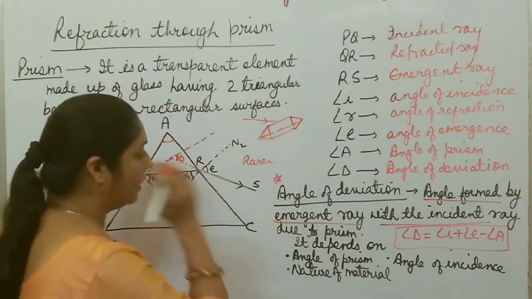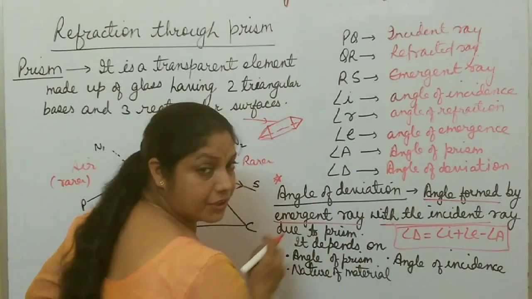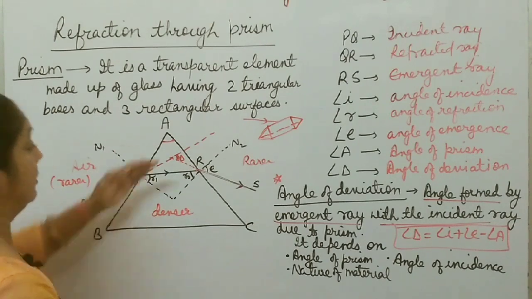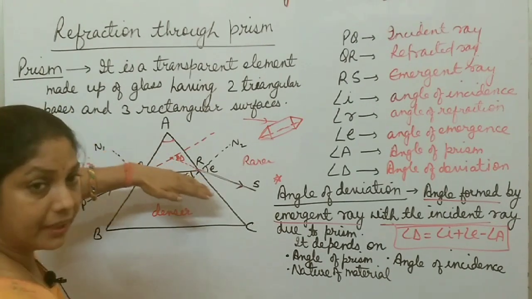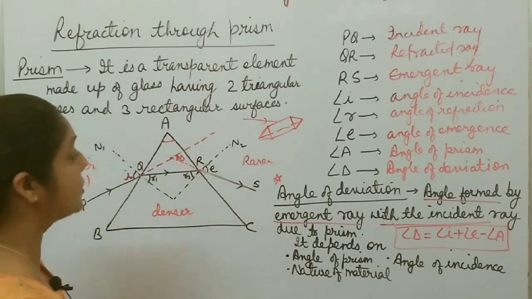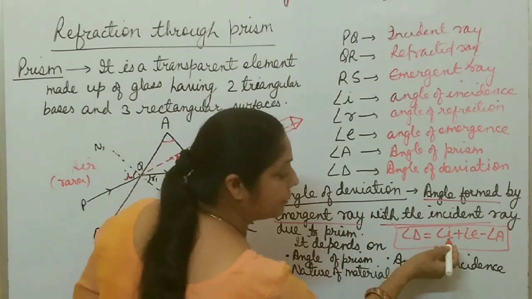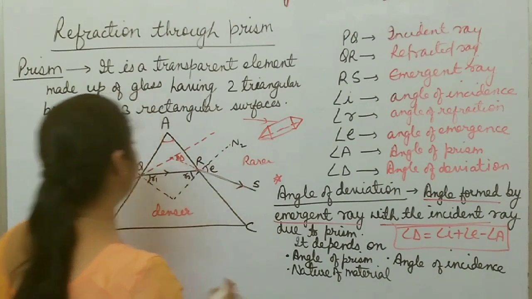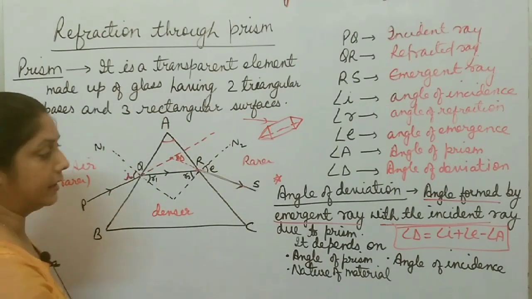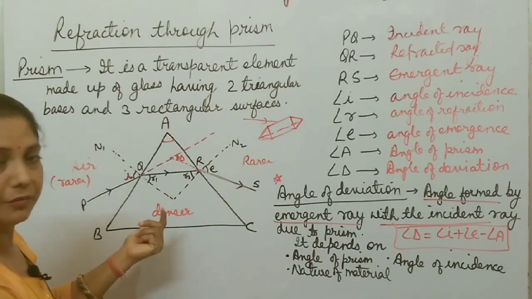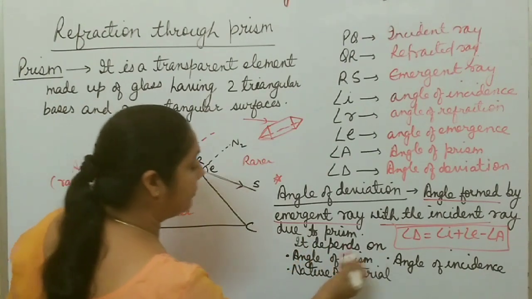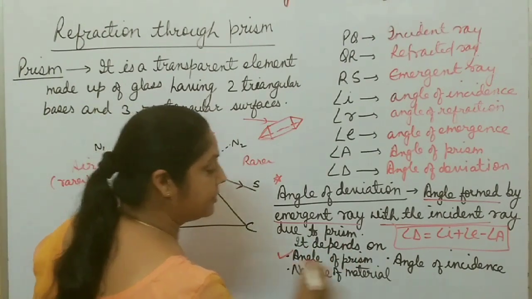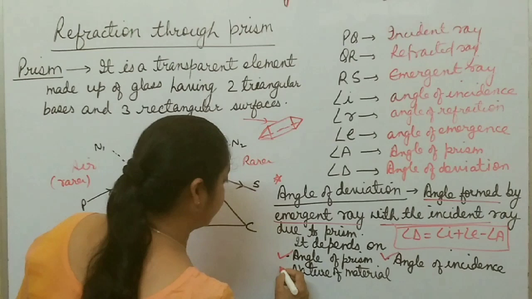It means, on which factors does this angle of deviation depend? How much, and in which direction, light deviates from the original direction depends on which factors? The angle of incidence, angle of emergence, angle of prism, and also the nature of the material the prism is made of. So the angle of deviation depends on the angle of prism, angle of incidence and nature of material.